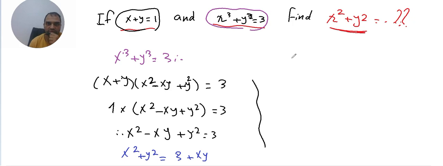Complete with me this example here. He gives me x plus y equal 1 and x power 3 plus y power 3 equal 3. We want to find the value of x power 2 plus y power 2. I use the properties about x power 3 plus y power 3.